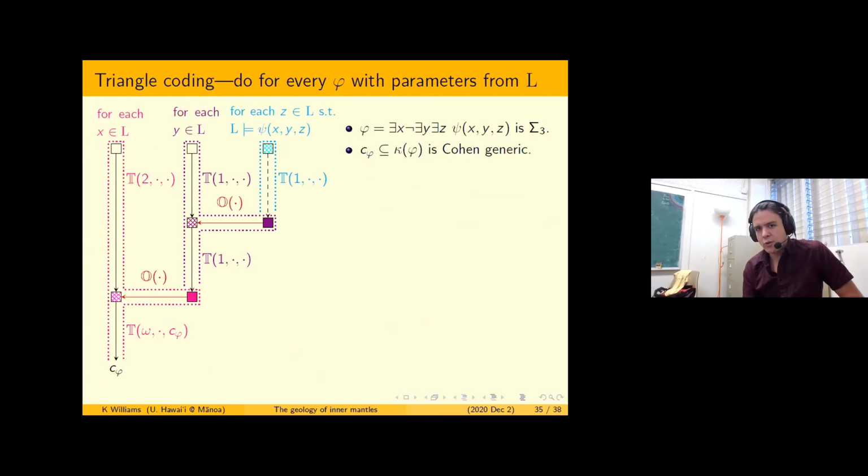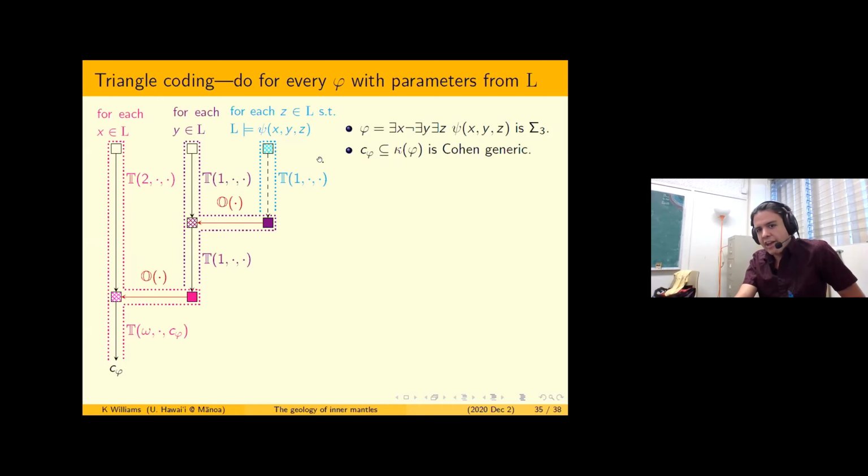Okay. So I'm going to do it for a sigma 3 formula because that was as big as I could fit the picture on a slide. And so the idea is we're just going to iterate this kind of toy example from before. So let's take a formula phi. We can write it as there's an x so that there's not a y, so that there's a z, so that C of x, y, z. C is supposed to have no quantifiers, and I'm suppressing any parameters from L.